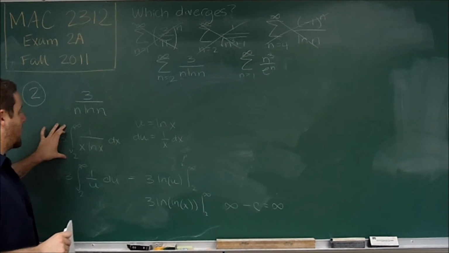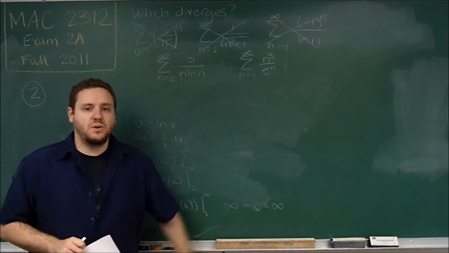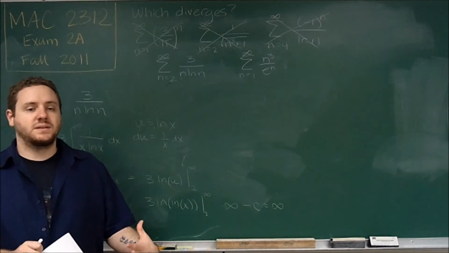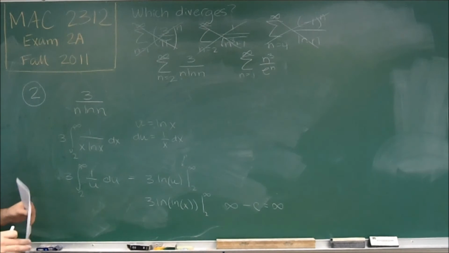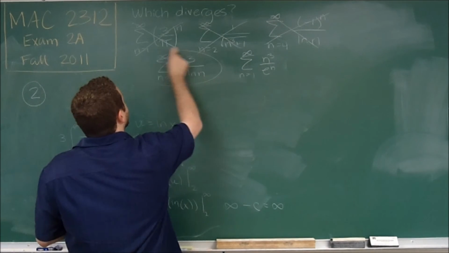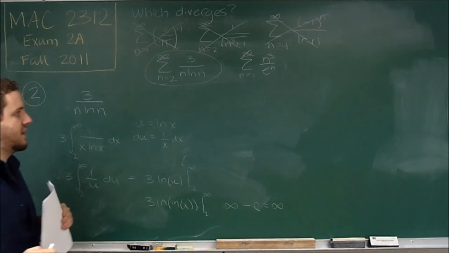So what this tells us is if the improper integral gives you an infinite result, or just anything basically that's not finite, whether it does not exist or infinite, we know that this series diverges. So that is the series that diverges.